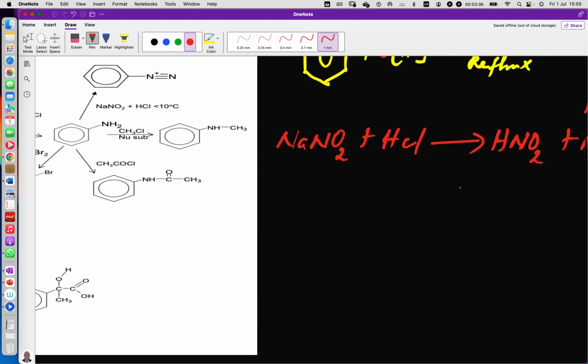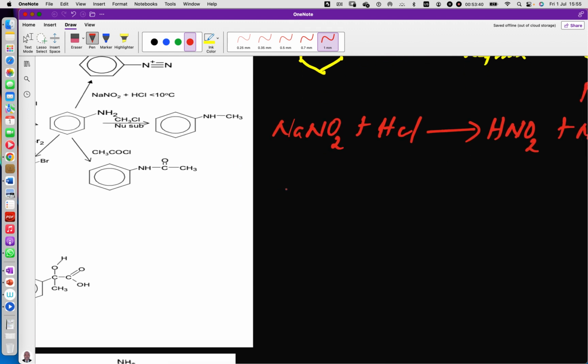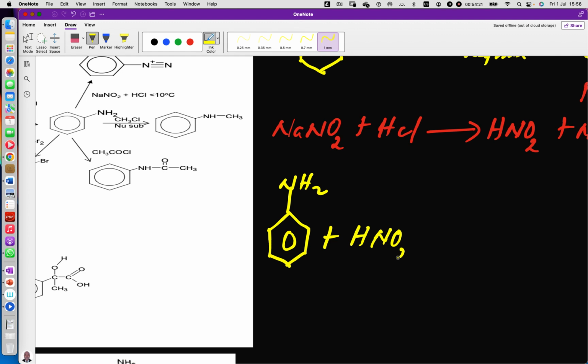Now, this HNO2 is going to react. The phenylamine, NH2, is going to react now with this reagent: the phenylamine plus HNO2 plus HCl. What will be the result?